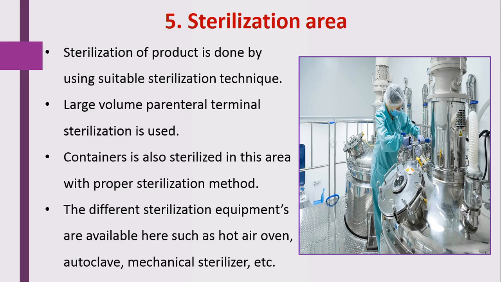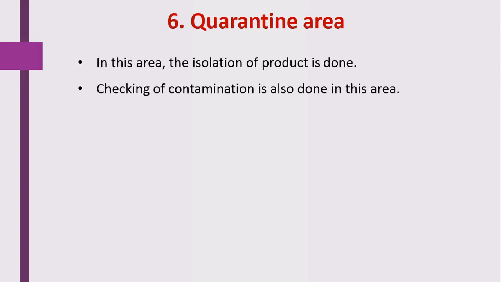Let's move to the next area, the quarantine area. In this area the isolation of the product is done. Here is the segregation of the finished product, which is separated for checking of contamination. So in this quarantine area, checking of contamination is done on the product.